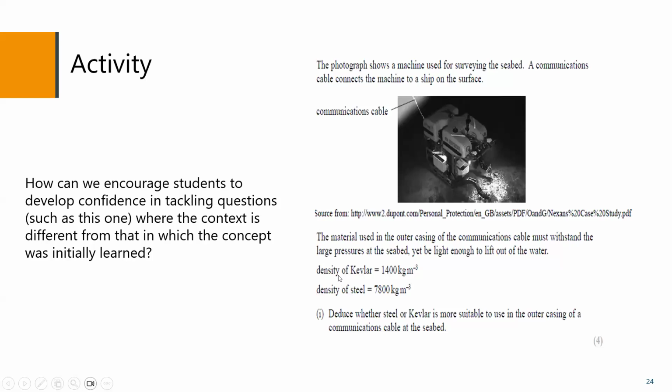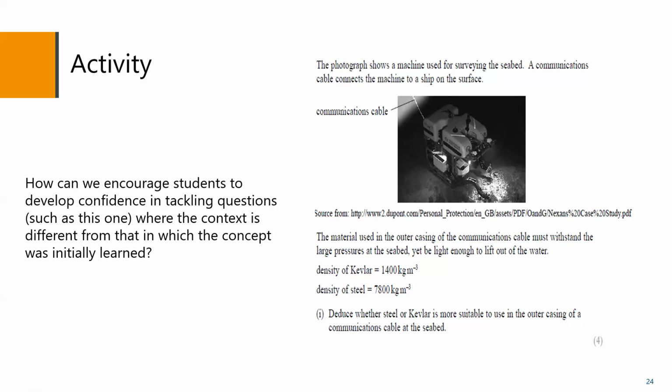They will have been taught about densities and other properties of materials. You know, it comes within the specification. If they've covered the specification, they'll be taught those things, but very unlikely to have taught it in the context of this, a cable being used to attach a ship to the machine down at the bottom on the seabed. So it's a different context application to the one in which they were likely to have learned about densities and other properties of cables and other things. How can we encourage students to develop confidence in tackling questions where the context is different from that in which the concept was initially learned?